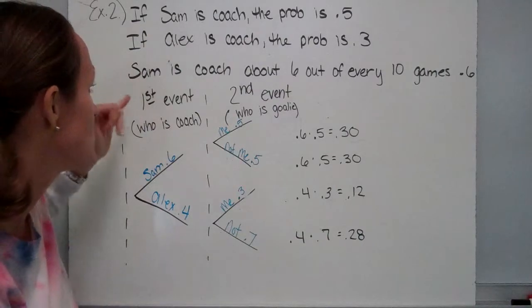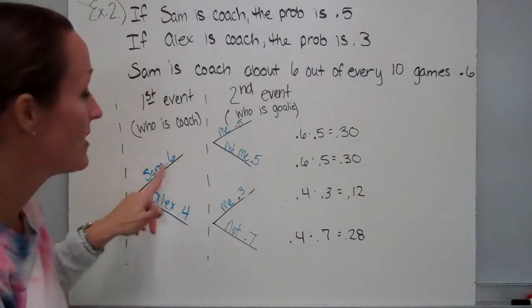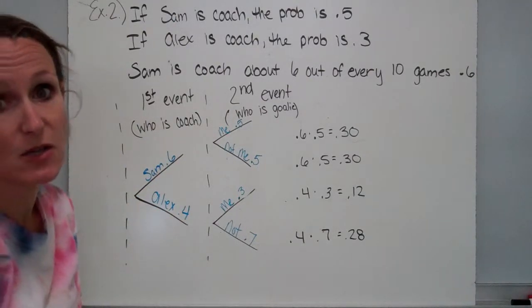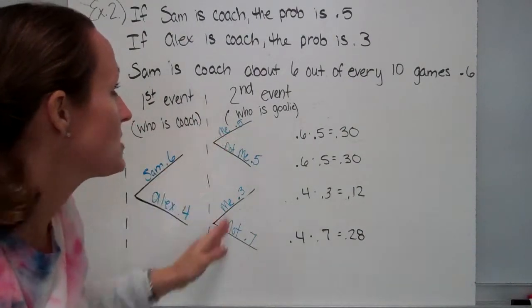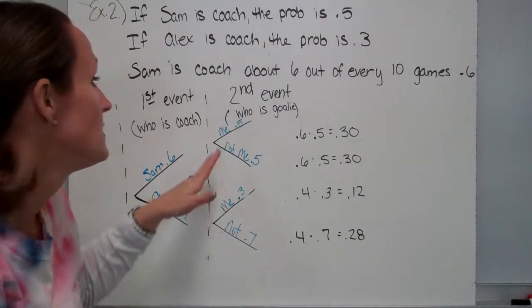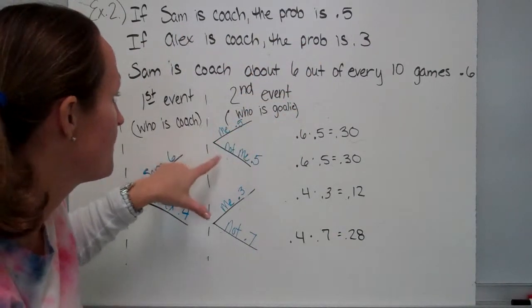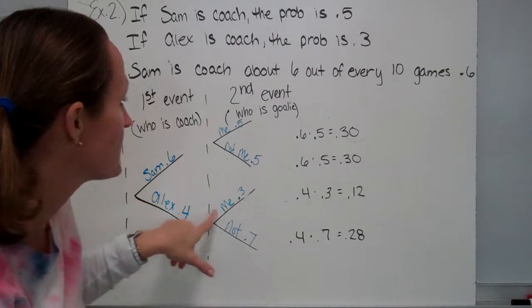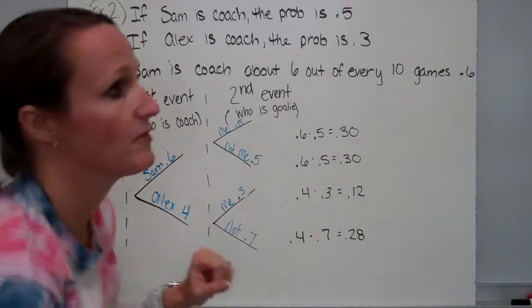So the first event is who's going to be the coach, Sam or Alex. Well, we've got Sam, and the probability of him being coach is 6/10 of the time, which means that Alex is the coach 4/10 of the time, because remember, it has to add up to equal 1. Now, our second event is who is goalie. You've got 2 choices, me or not me. When Sam is coach, it's going to be 50% of the time, so it means it's not me the other 50% of the time. With Alex, it's you 0.3 of the time, which means it's not you 0.7 of the time.